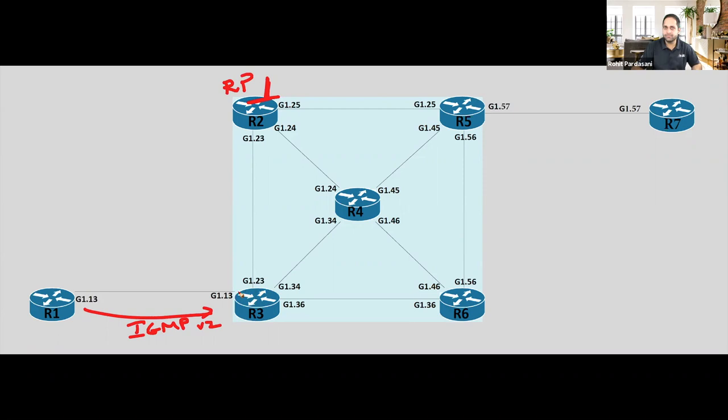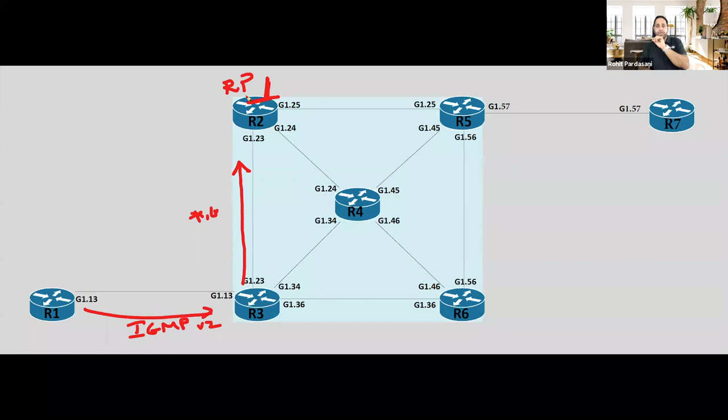Now R3 will not flood. He will send the star comma G to the rendezvous point. So star comma G, that's your PIM request. Star comma G request is going to the rendezvous point. So every router on the internet or within your enterprise network, they all need to know who the rendezvous point is. If the rendezvous point is not known, the multicast stream gets dropped.